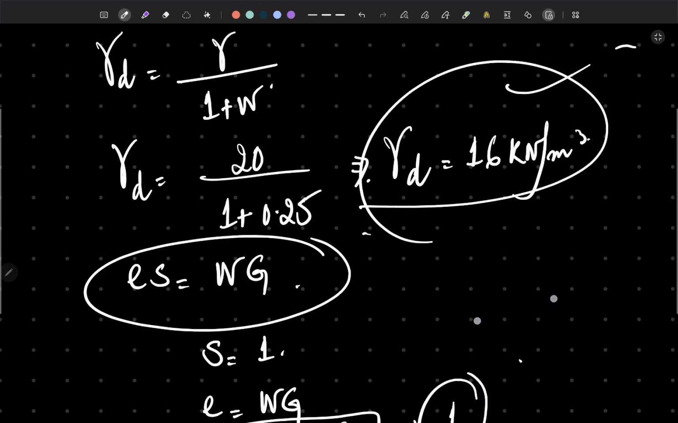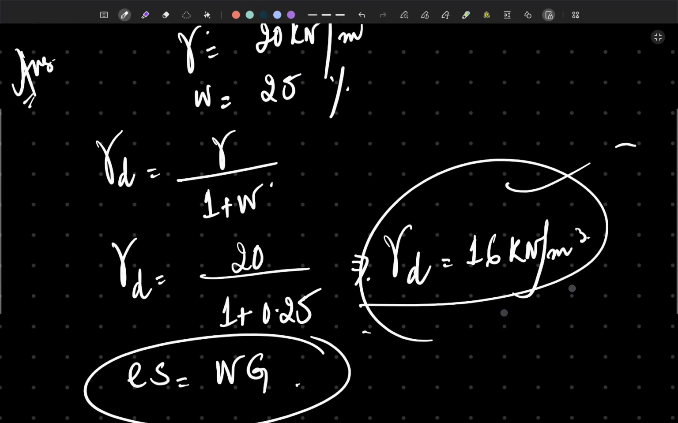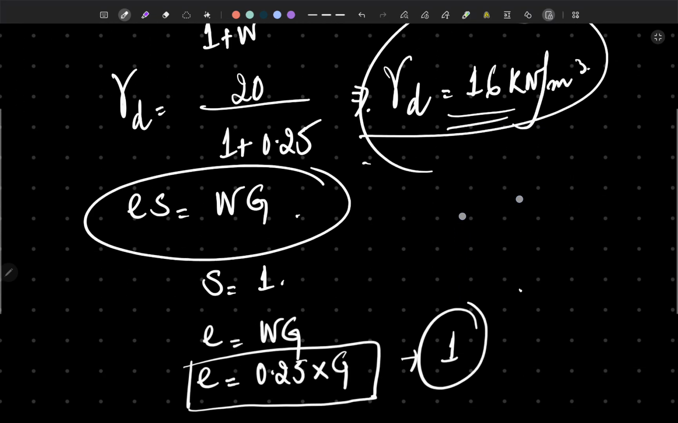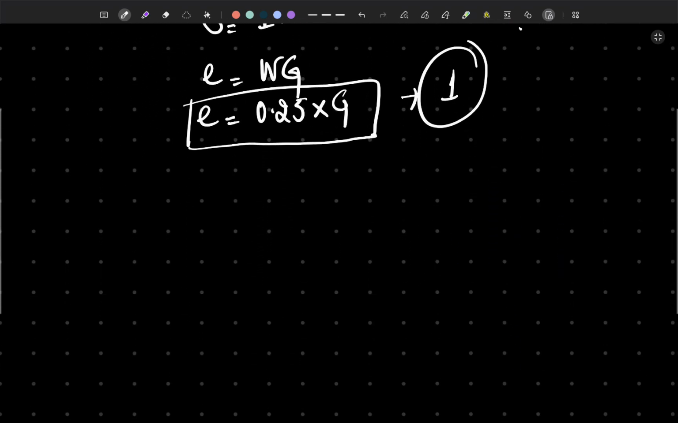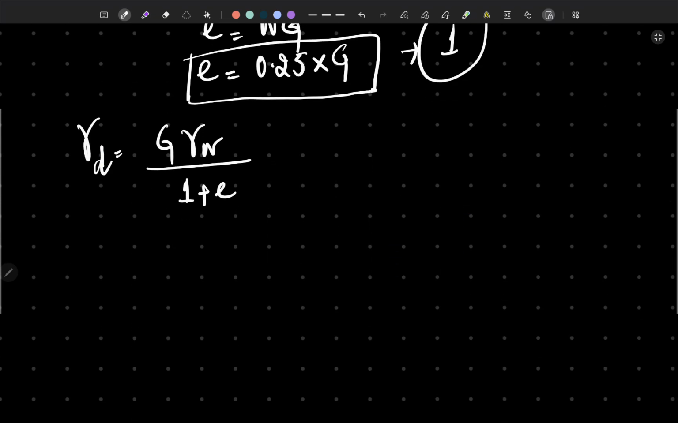Also, as we have calculated the dry unit weight, 16 kilonewton per cubic meter, we will be using the same relation for the dry unit weight to go on finding the void ratio. We know that the dry unit weight is equal to Gγw divided by 1 plus e. I don't know why I'm subconsciously using w instead of d. Let's substitute the values. It's 16. G we don't know.